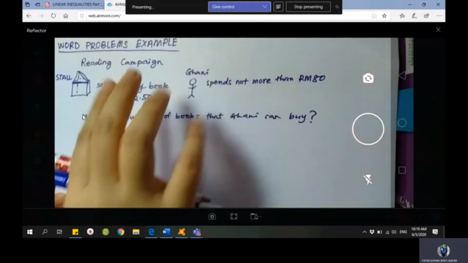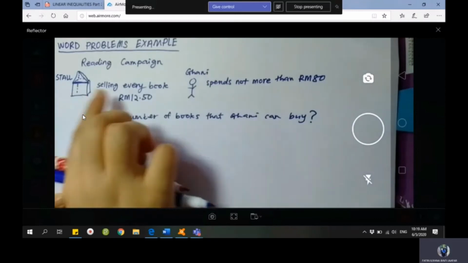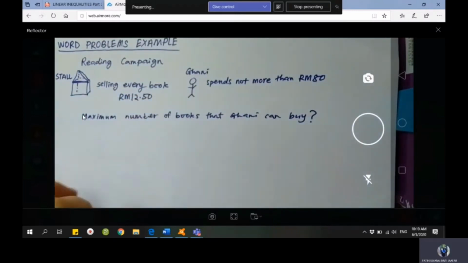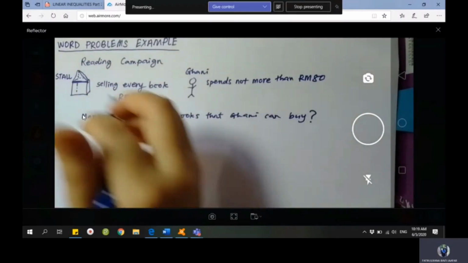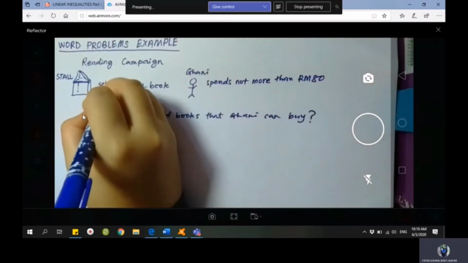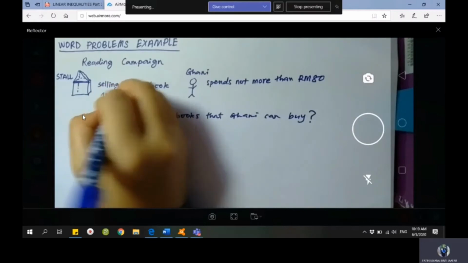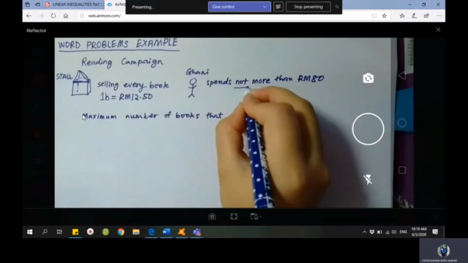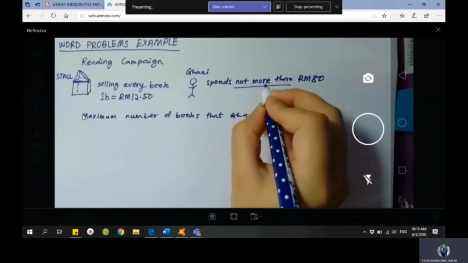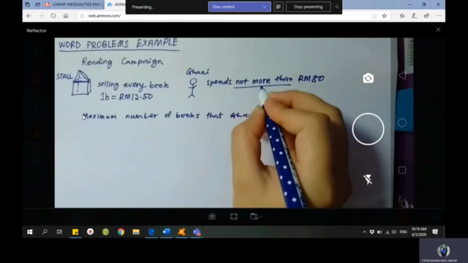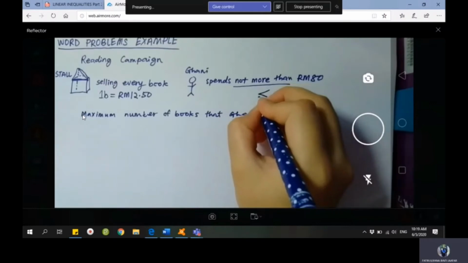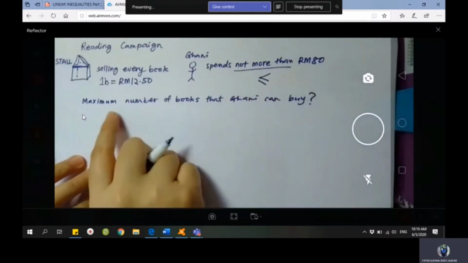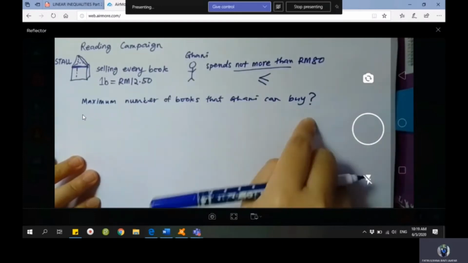So reading campaign ada stall, this stall ni sale every book RM12.50. Maksudnya satu buku berharga RM12.50 for one book. Okay. So Gani spend not more than. So bila the use of not more than, kita akan guna this sign, not more than. Okay. Dia tak boleh lebih daripada RM80. Okay. What is the maximum number of books that Gani can buy?